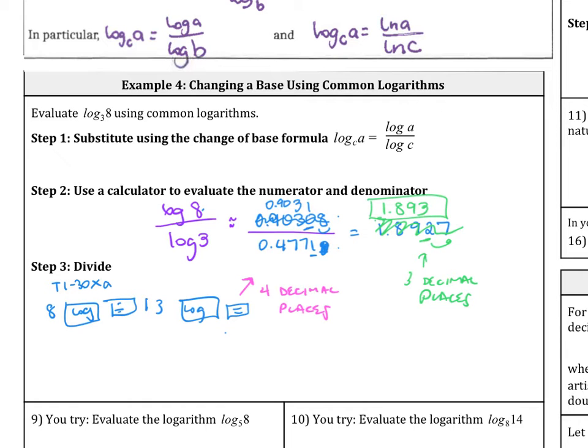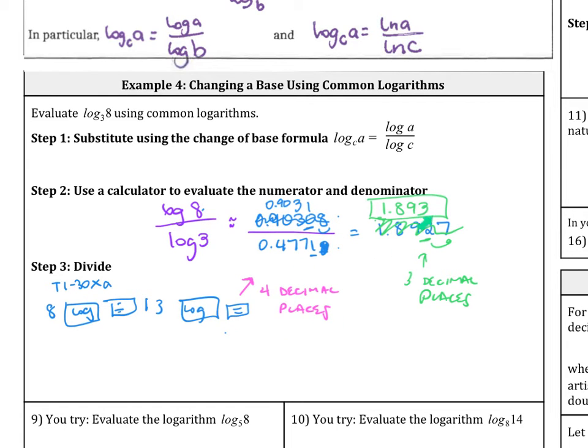So these are each of the steps that you need to do in order to do this. So it's very fast. So again, write log of 8 over log of 3, and then you press the 8 log, and you get this number, divided by 3 log, and then you'll get this number, and then equals, you'll get the final answer here.